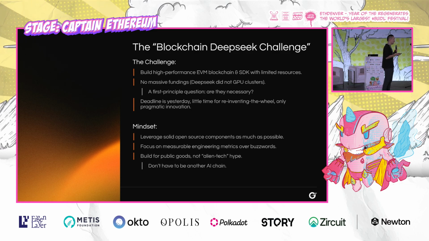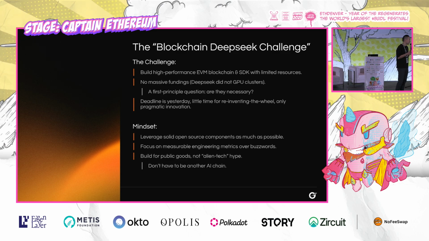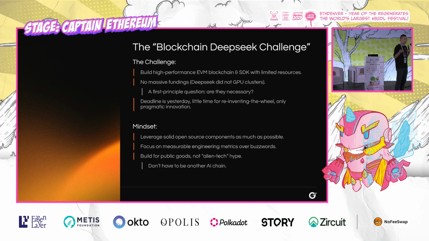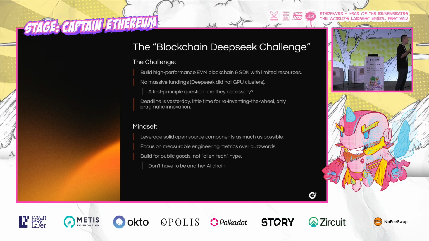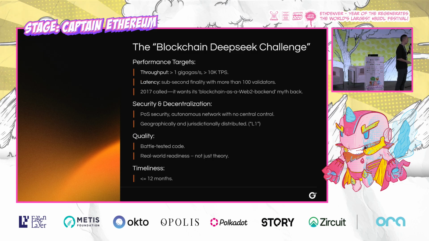If we want to do this, we have to leverage solid open source components as much as possible. And we need to focus on measurable engineering metrics instead of buzzwords, like building yet another AI chain. Another goal is that we're going to build this for public good instead of some kind of alien technology hype.